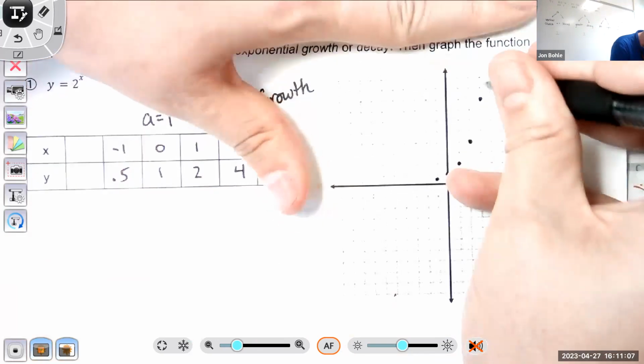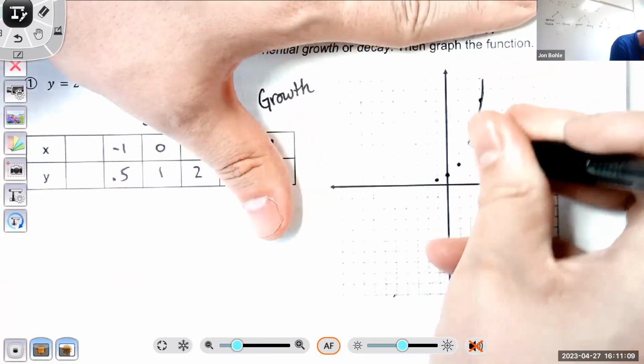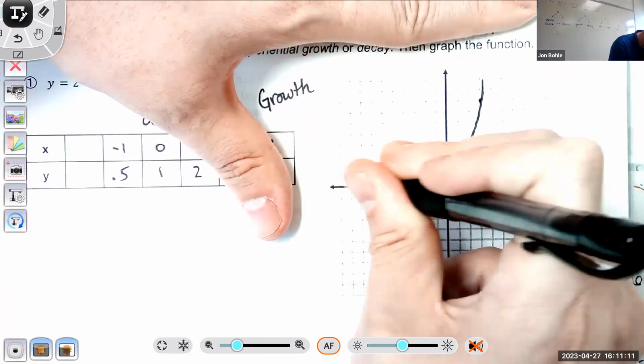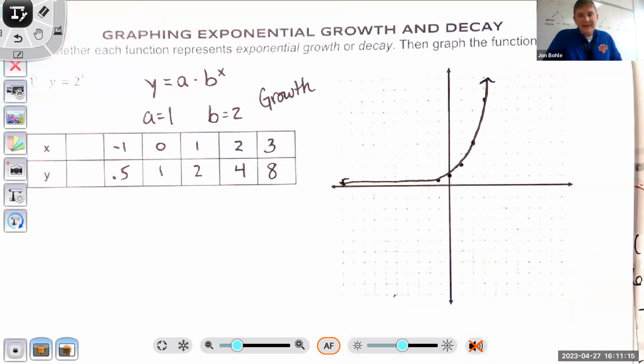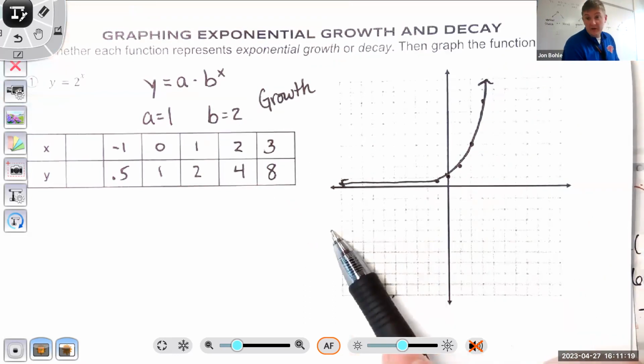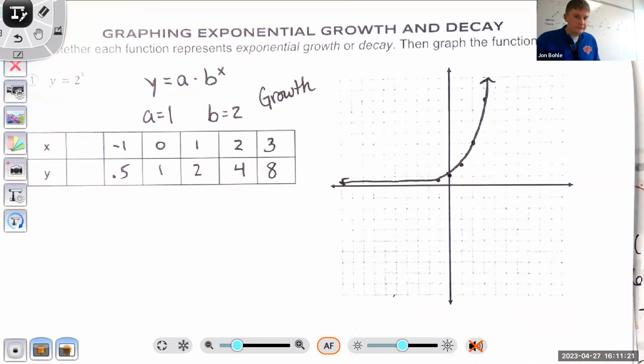So then I'm going to take this and connect them all in a smooth curve. Try to keep it above the x-axis because we know we have an asymptote there. If it touches, it's not the end of the world, but if you just diagonal it way down here, I am going to count that as wrong.